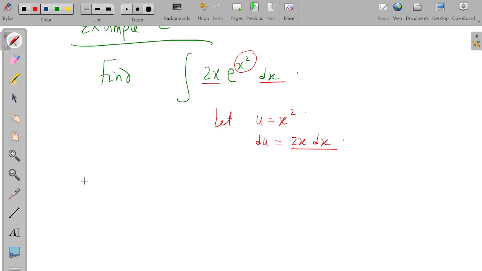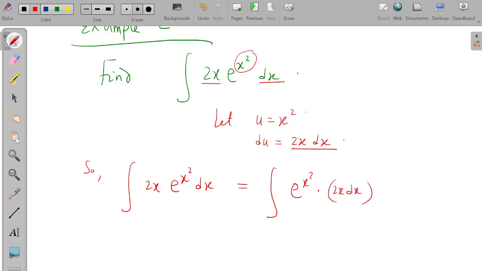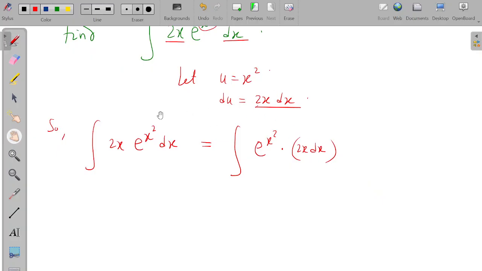You see, this 2x dx is just the same as this. So when we combine it together, our original integral can be written as this multiplied by 2x dx. And this can now become our u. So we now have e, instead of x raised to power 2, it becomes u, and instead of 2x dx, it becomes du. And by the time we integrate this, it just becomes this plus c.